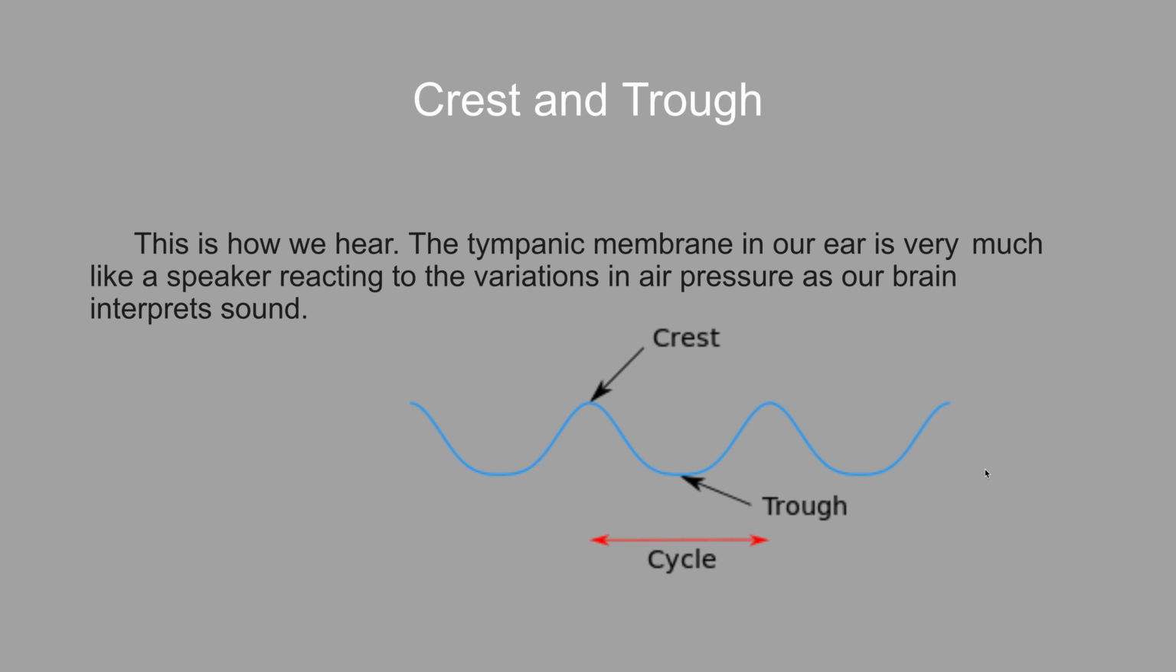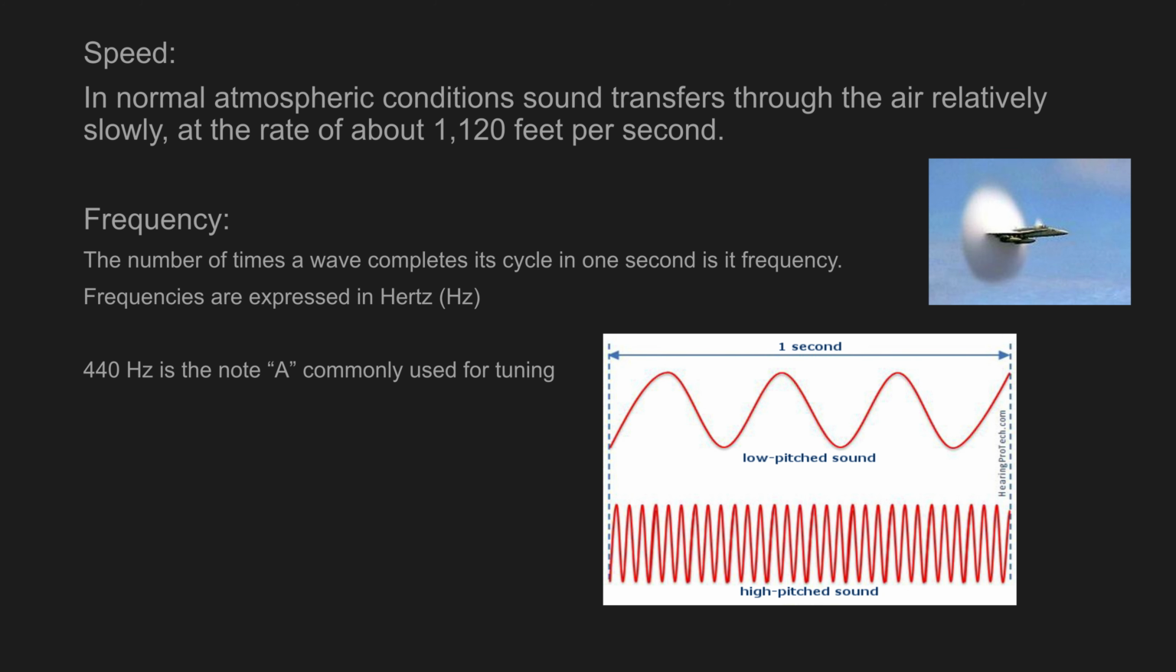So a lot of times you could say, instead of 440 hertz, 440 cycles, or when I'm talking about different points in the frequency spectrum, I may say 1,000 cycles or 1,000 hertz. They're interchangeable. All right, let's talk about speed. In normal atmospheric conditions, sound transfers through the air relatively slowly, at the rate of about 1,120 feet per second.